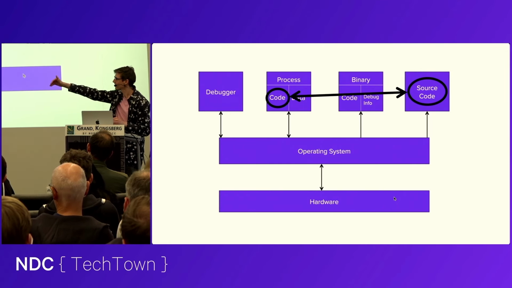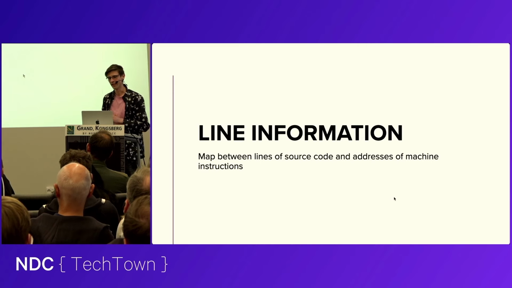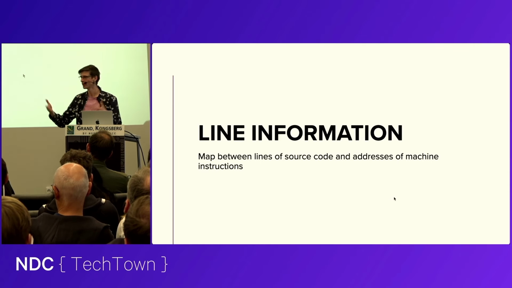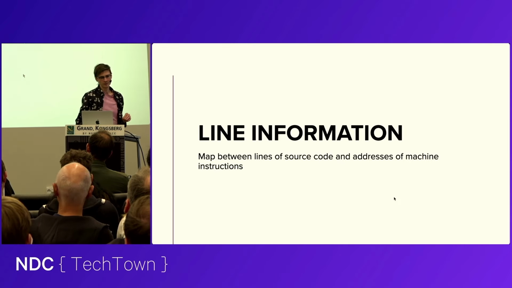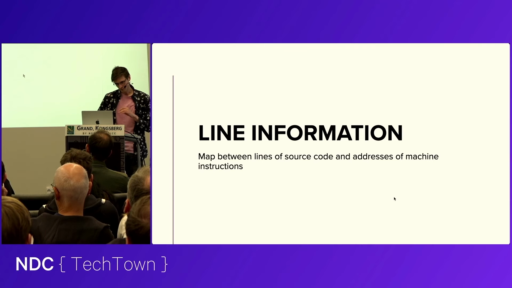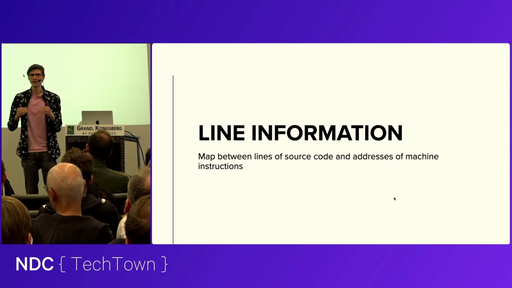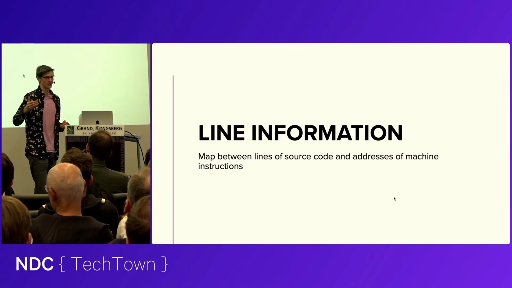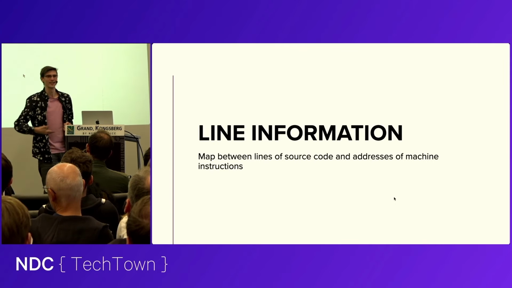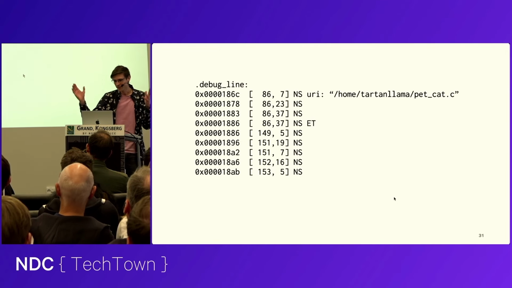The mapping between the machine code and the source code is done by the line information. This does exactly that: it maps between lines of source code and addresses of machine instructions. It's very complicated. It's essentially a table of information, but it's encoded as a custom bytecode, which your DWARF interpreter has to interpret like it's a virtual machine. But it can just look like this, right?